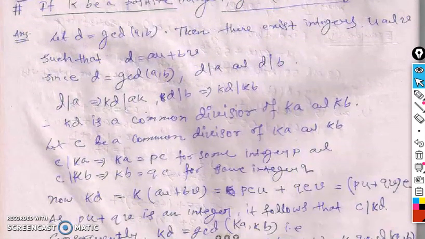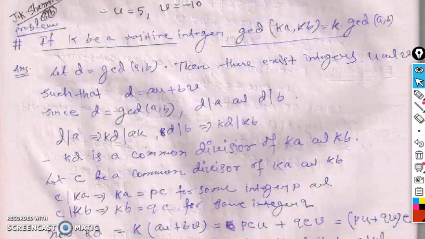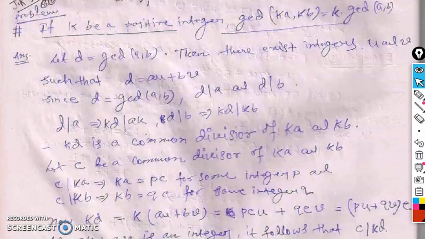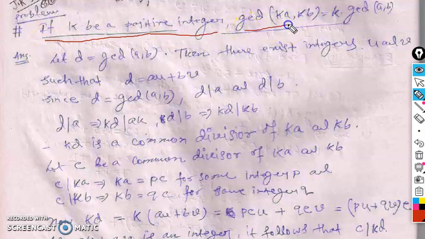That is a very important theorem for your syllabus regarding examination and other things. It says that if k is a positive integer, it's very important, k is a positive integer, then the GCD of ka and kb should be written as k into GCD of a comma b. It's very important. It's the term regarding the positive integer.